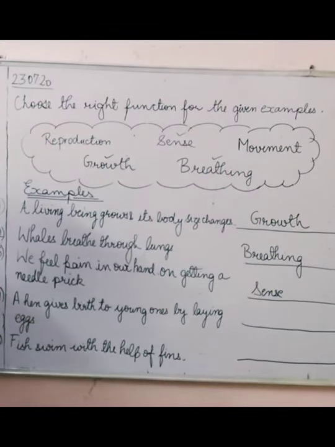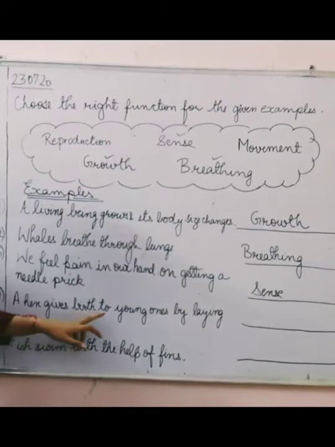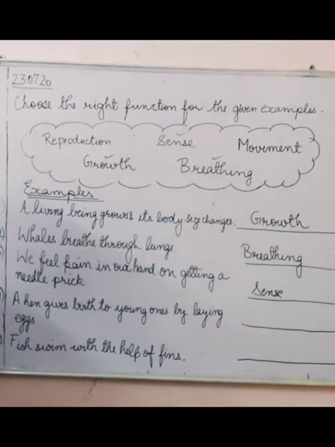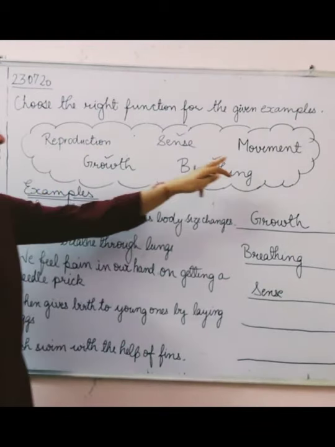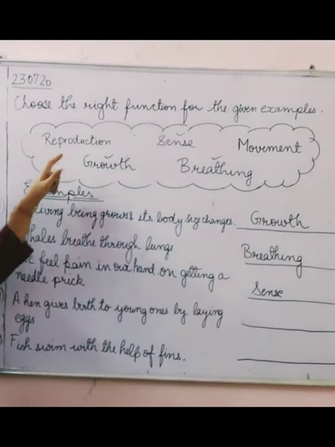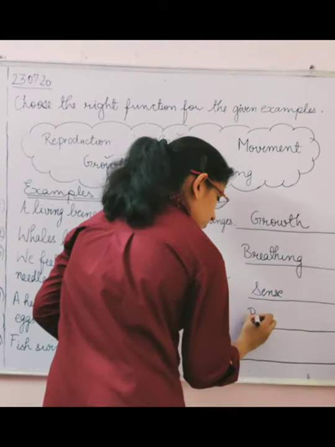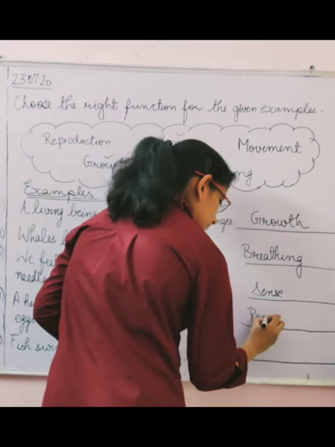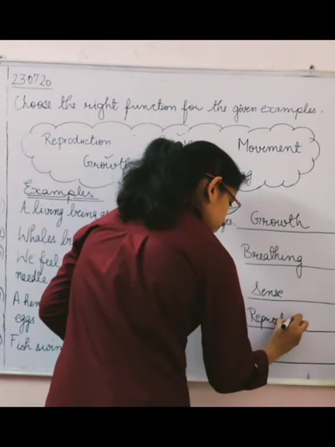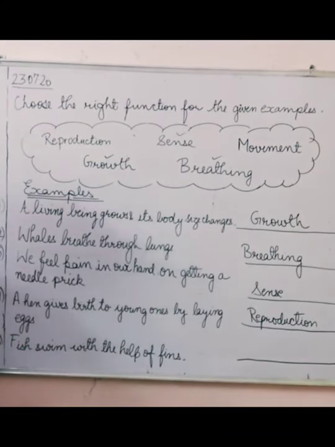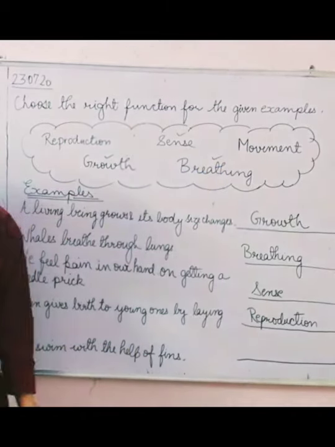Okay? Next, a hen gives birth to young ones by laying eggs. So for this, which function is appropriate? Reproduction or movement? It is called reproduction. It is an example of reproduction. Next, fish swim with the help of fins. So that is an example of movement.